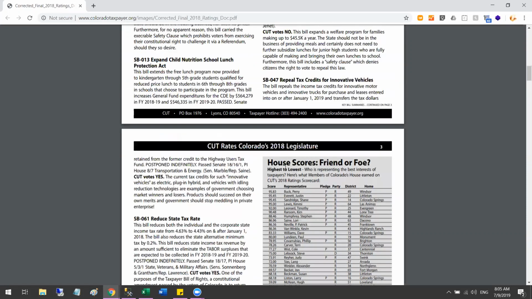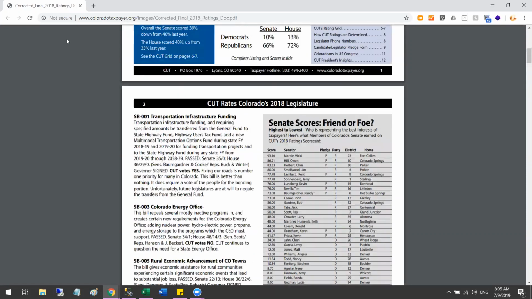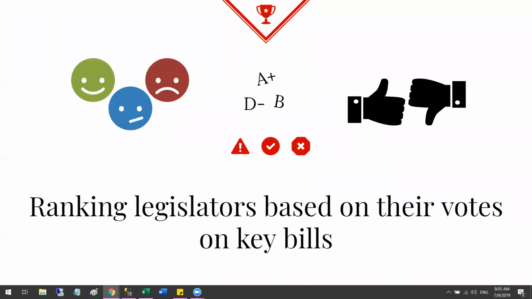All right, so that is one example scorecard. Give you the idea of what we're talking about. You know, are you happy? Are you sad? Did you like it or not? You can give people letter grades.